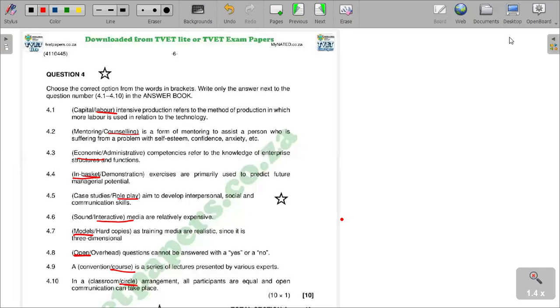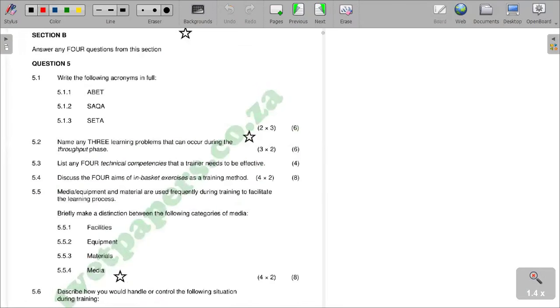Right, let's go to Section B. Here you are supposed to answer 4 questions from this section, but as far as the revision is concerned, we are going to answer all questions. Section B. Right. So let's go to 5.1.